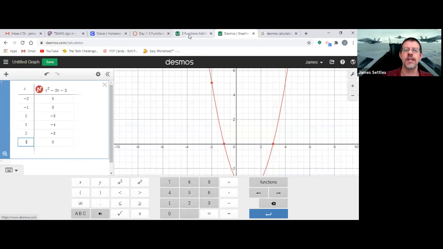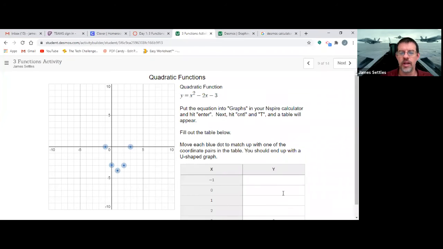So let's go type this in real quick. So we have, let's see, what was it? 0, and then -3. Sorry, I'm trying to remember. And then -4, and then -3, and 0.